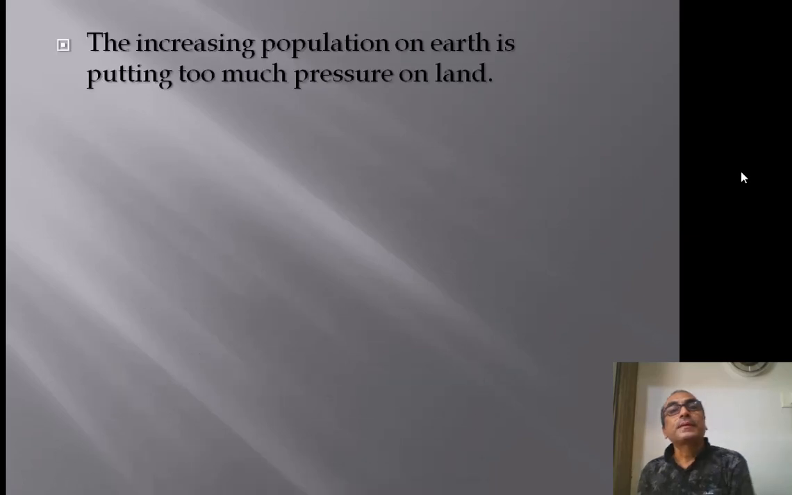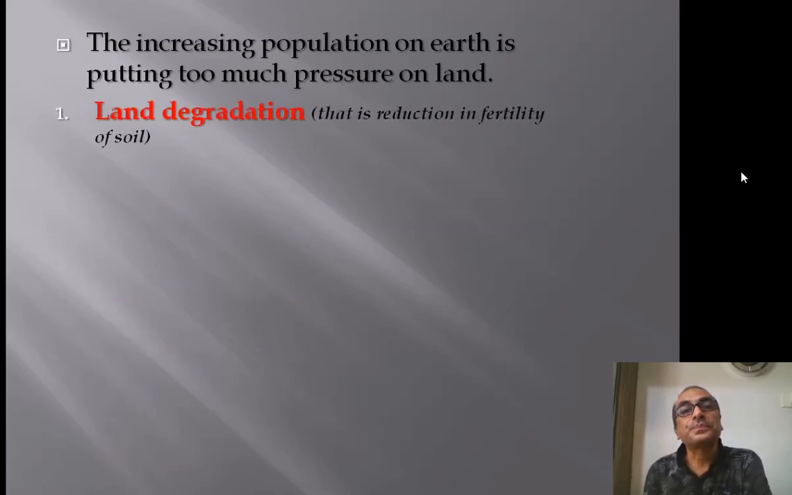Now let us take up other facts related to the land resource. Because the human population has exploded, our number has increased. As the population size has increased, it has put more pressure on the land. So the land resource is under high pressure because of the increasing human population. Now let us take up land degradation. How is our land degraded? It simply means how the land is losing its fertility.